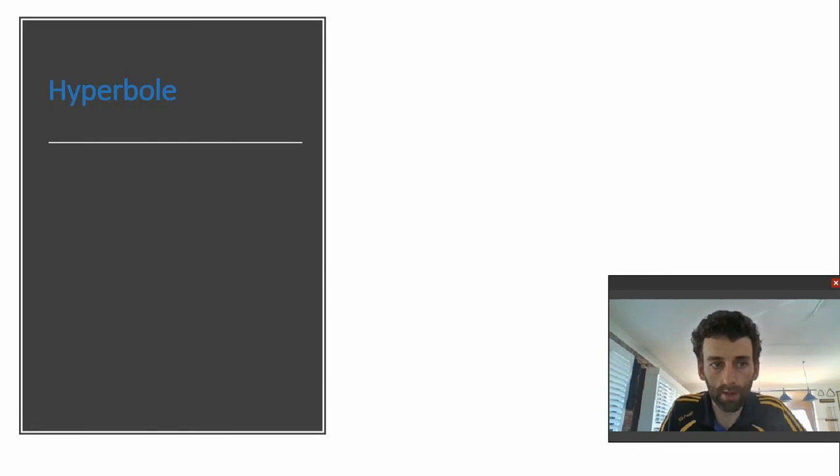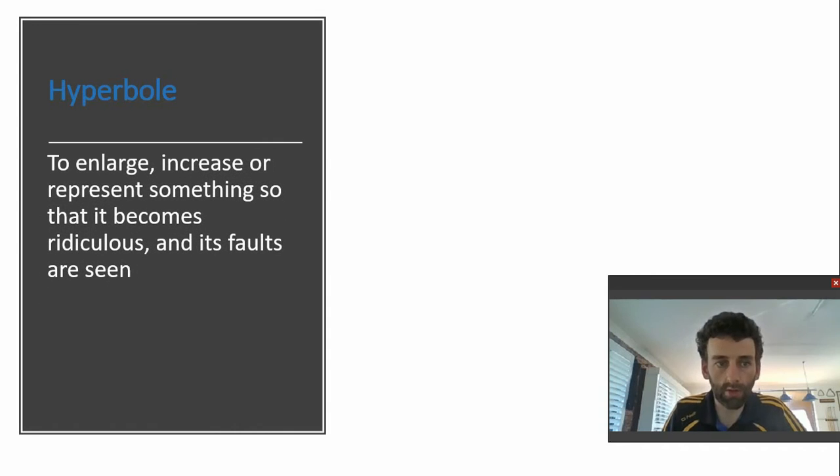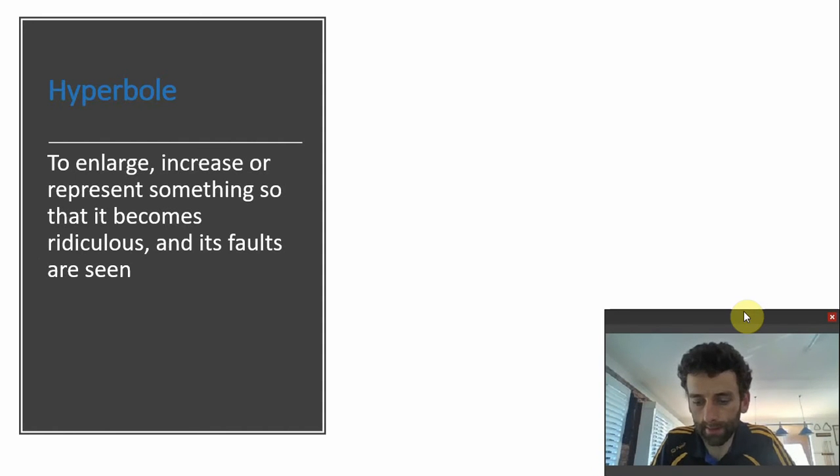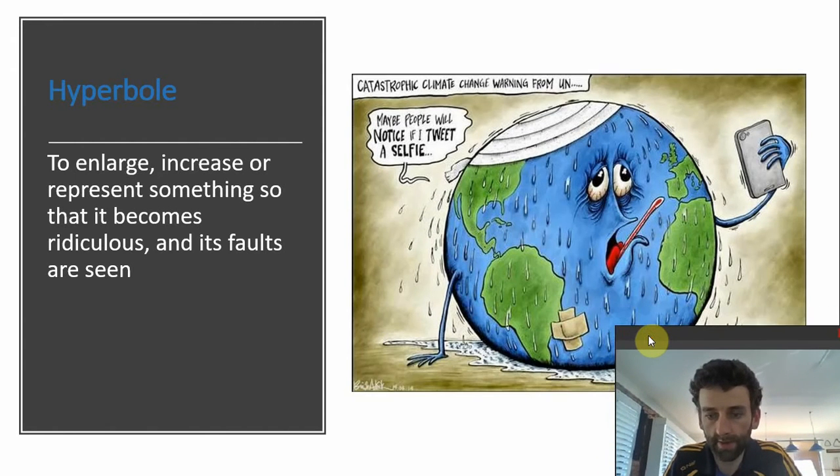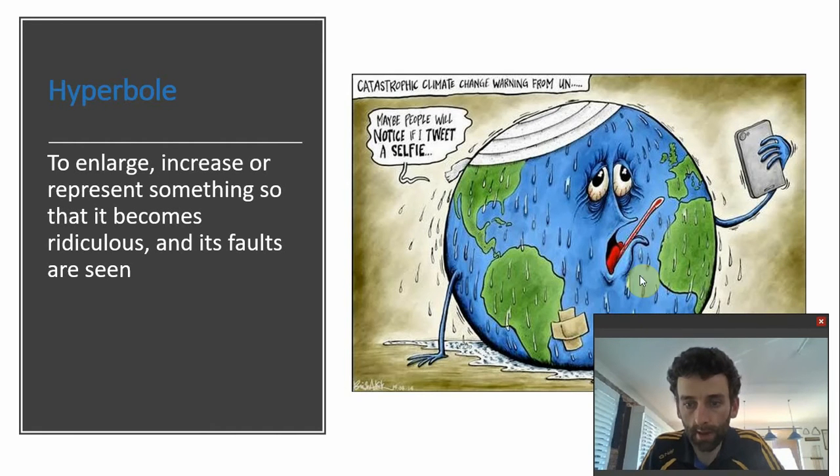Hyperbole, which you may know as exaggeration or over-exaggeration, is to enlarge, increase, or represent something so that it becomes ridiculous and its faults are seen. The example of hyperbole here, we have the personification of Earth in this particular cartoon. It's a critique of climate change, and it's a critique of people who tweet and write about climate change without actually doing anything about it. Okay, so their words and actions don't add up.